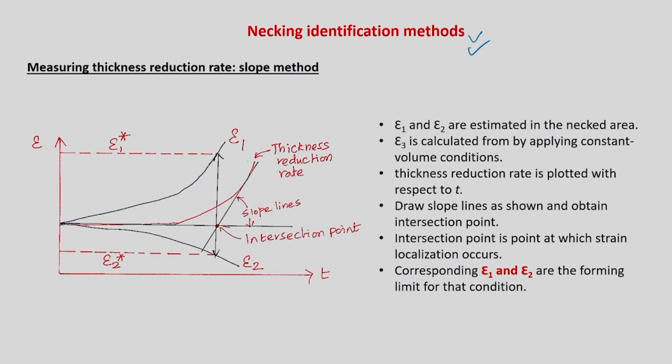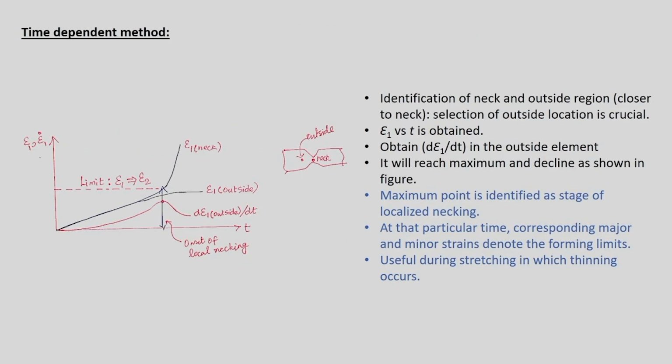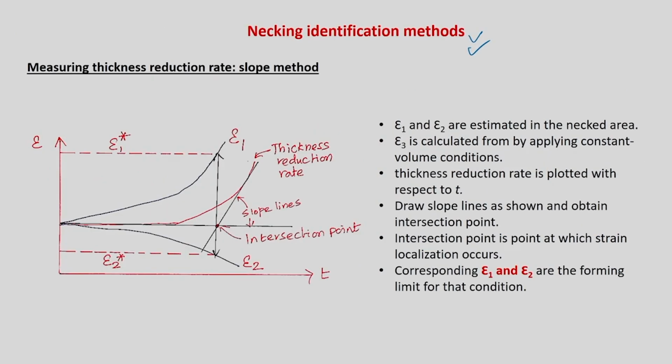Practically, experimentally, of course, you can see the sheet and say that yes, necking has happened, or you can touch it and see. But that is not actually possible in theoretical estimation. So how do you identify necking? There are 3-4 methods available, but I am going to explain only 2 methods which are simple to implement. One is called the slope method, where you measure the thickness reduction rate.